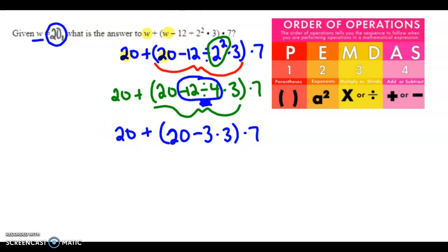And now remember, I'm still trying to figure out the parentheses. So I'm still dealing with this, and I'm on the multiply or divide step. I just divided, but I still have multiplication here. Notice right here it says multiply. So I'm going to multiply my negative 3 times 3. Negative 3 times 3 is negative 9. And then I'm just going to write everything else straight down where it belongs.